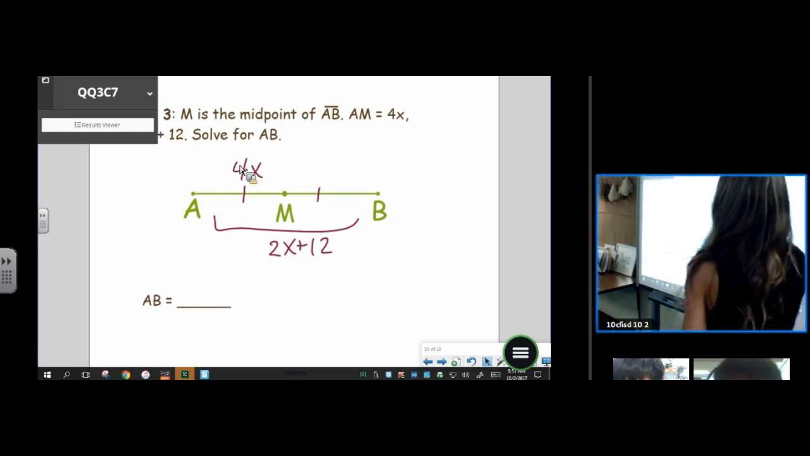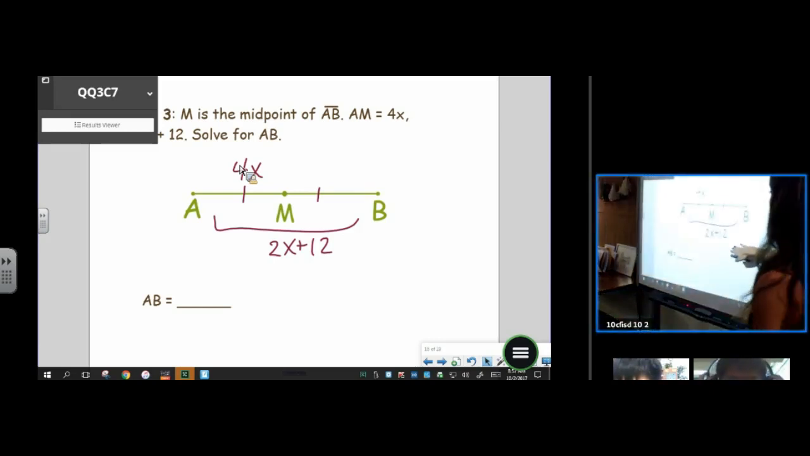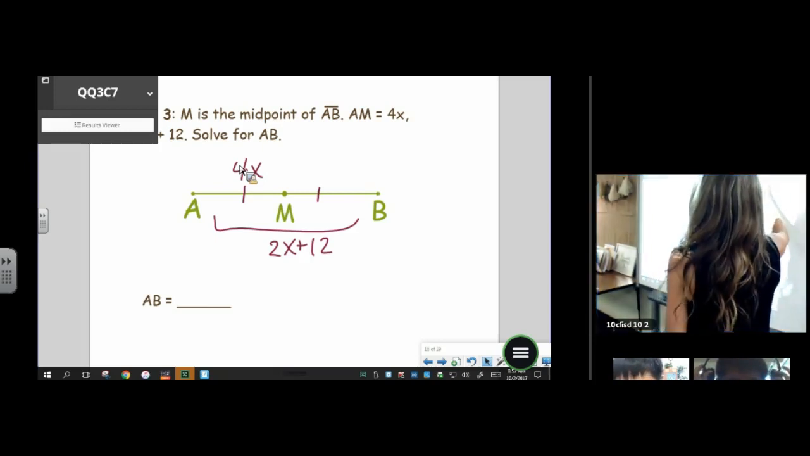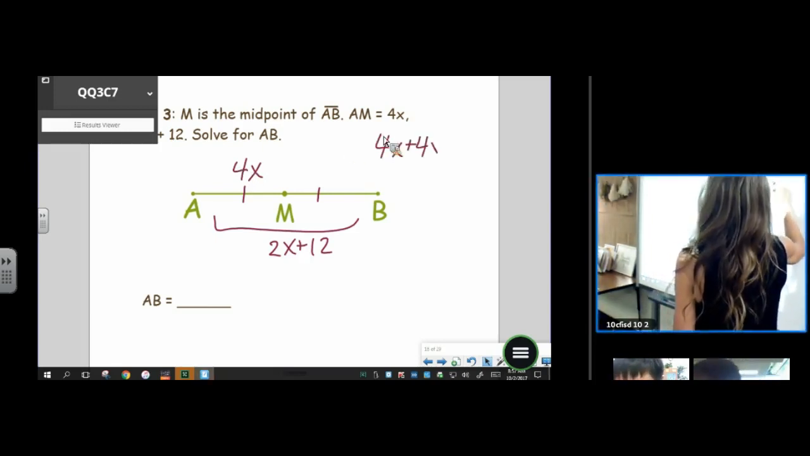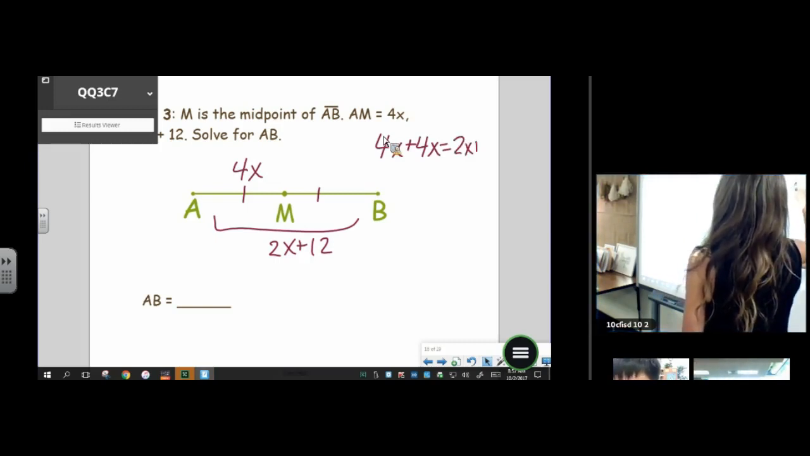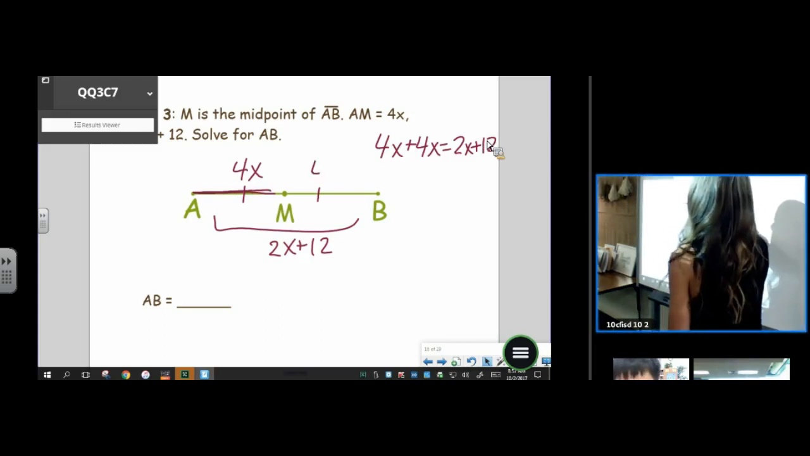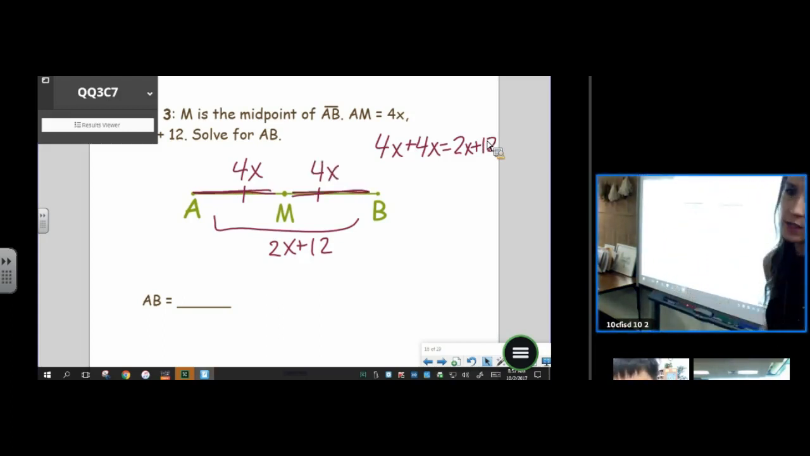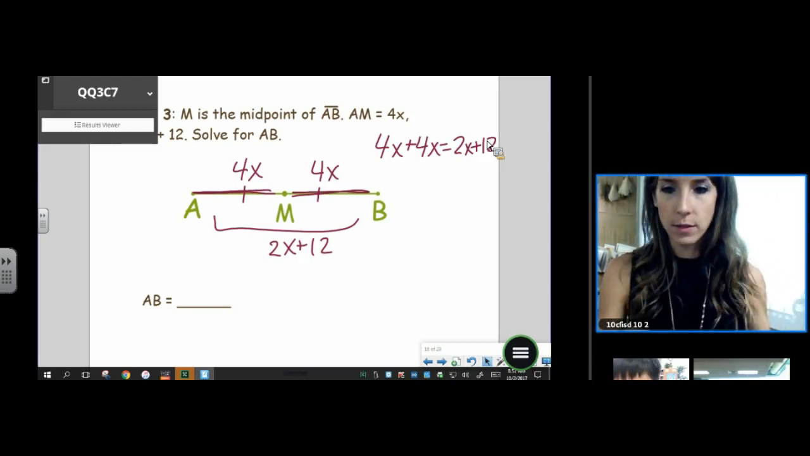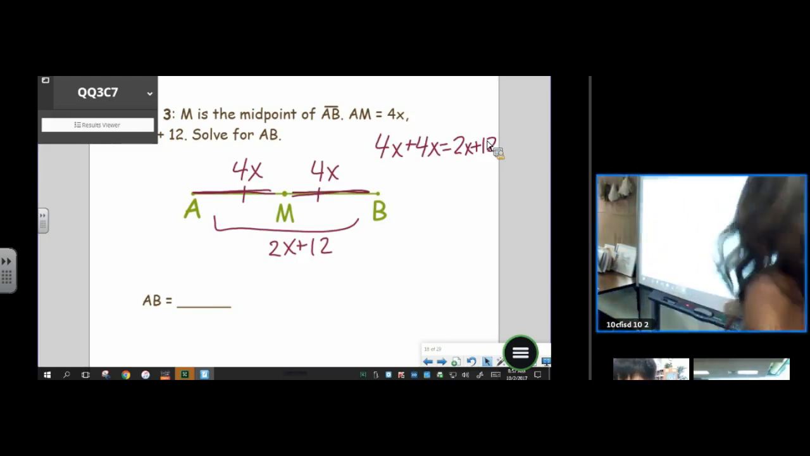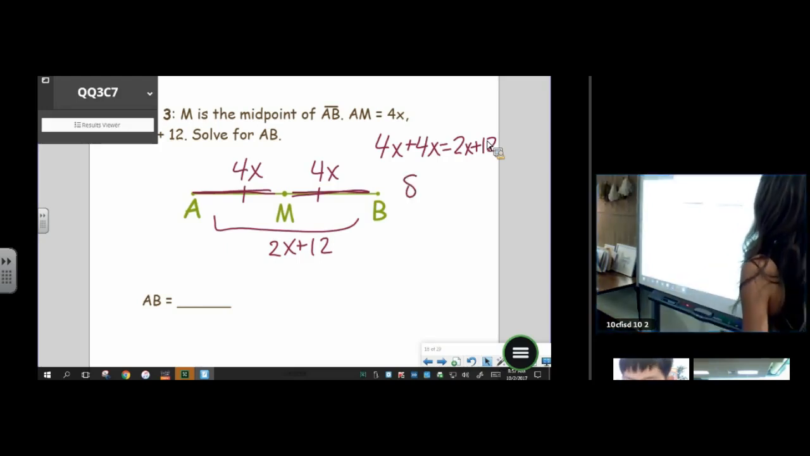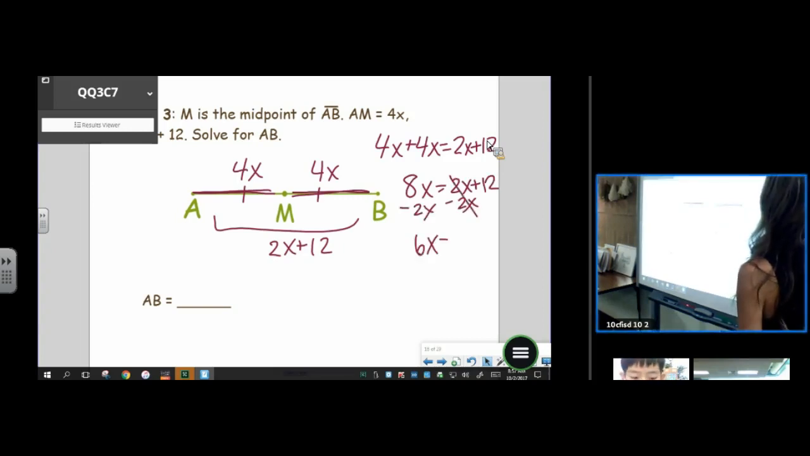All right, so let's do the opposite of what we did last time. Last time I cut the whole in half. This time, let's do 4x plus 4x equals 2x plus 12. If this is 4x and it's congruent to this, then the other one is 4x as well. So I'm taking the other route. Okay, so we've got 8x equals 2x plus 12. 6x equals 12. Beautiful answer.